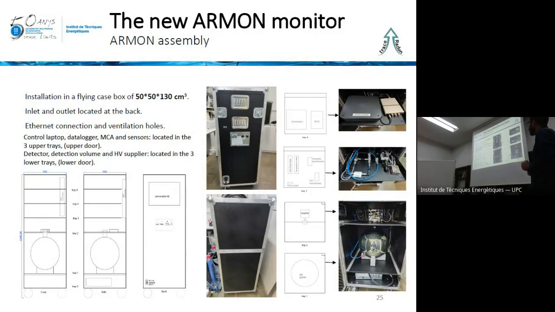The instrument was installed in a flight case of 50 by 50 by 150 centimeters. In the lower trays, we put the high voltage, the detection volume, which is this sphere, and the detector. Here there is the amplifier, and in the upper trays, we put the sensors, the electronics, the multi-channel analyzer, and the laptop to control everything.